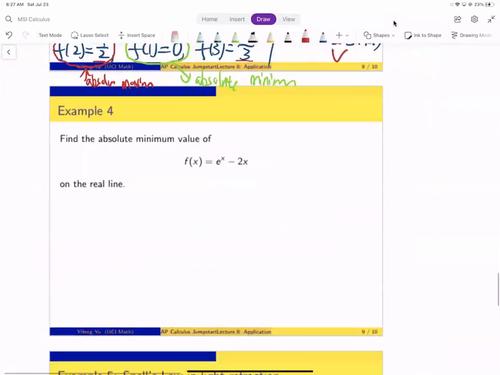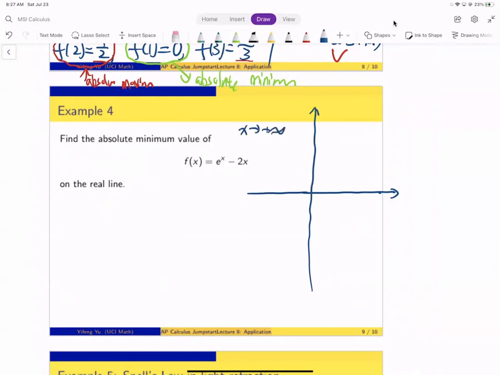Example 4. Find the absolute minimum value of the function on the real line. We know here we are looking for the whole real line. If you look at the whole real line and see what happens, obviously when x goes to infinity, the function f(x) also goes to infinity because the exponential goes faster than this. f(0) equals 1, just right here. So the function will go like this, eventually going up like that.